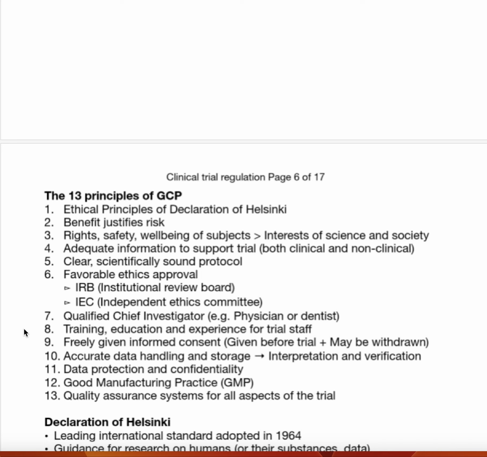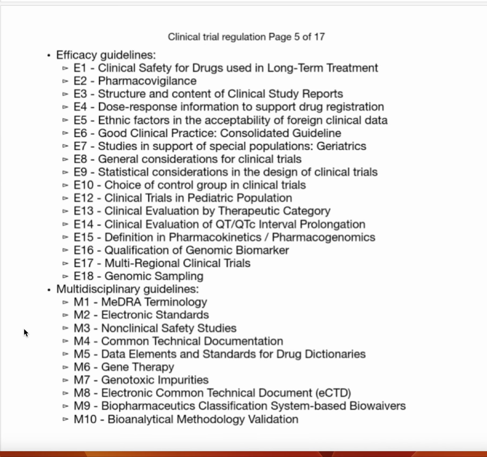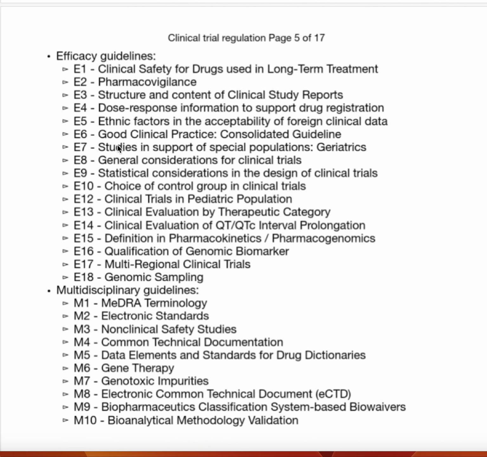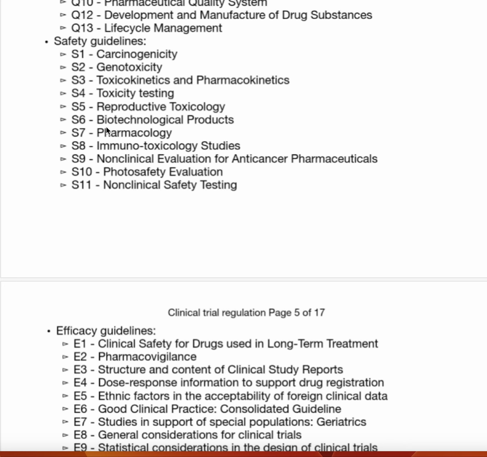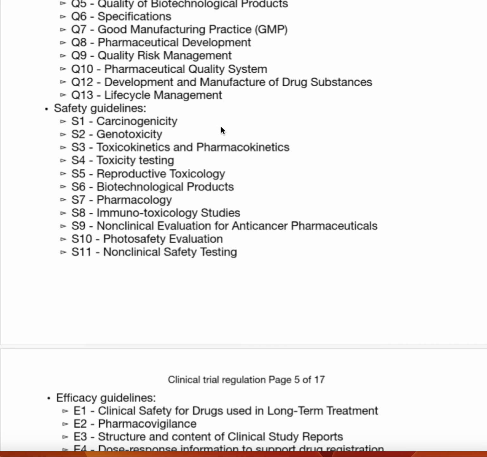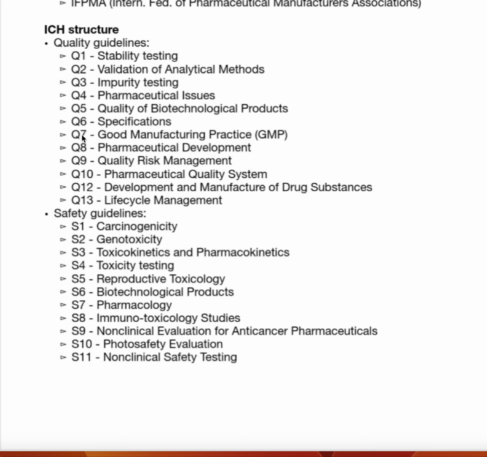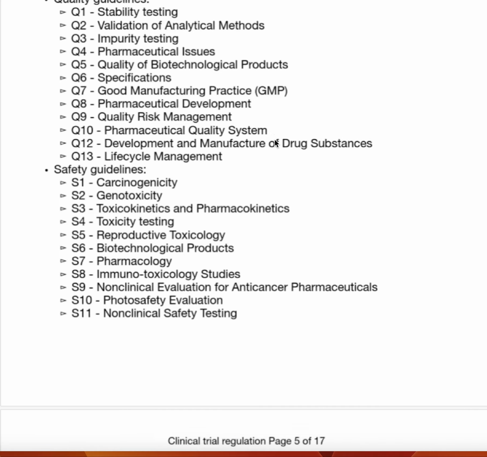Good manufacturing practice. When I said good manufacturing practice, we said it in the, I think it's S6, something 6, because we said it's E6 now. Good manufacturing practice. M6 here it's gene therapy. We said safety 6, biotechnological products, and quality, so it's a Q7. It's a Q7 good manufacturing practice.